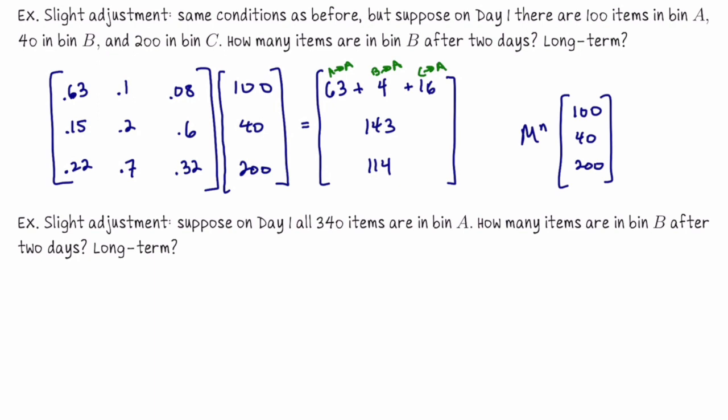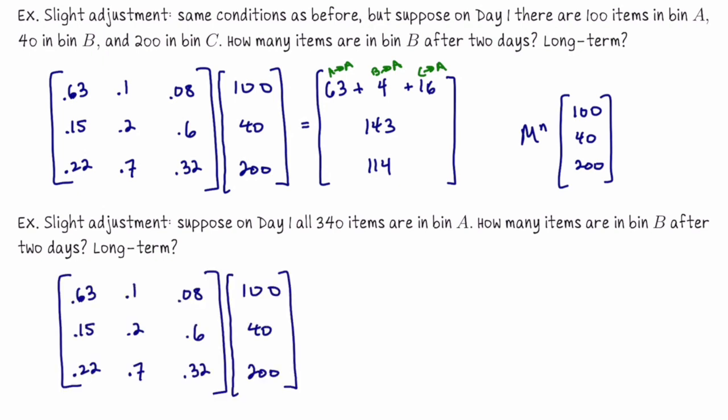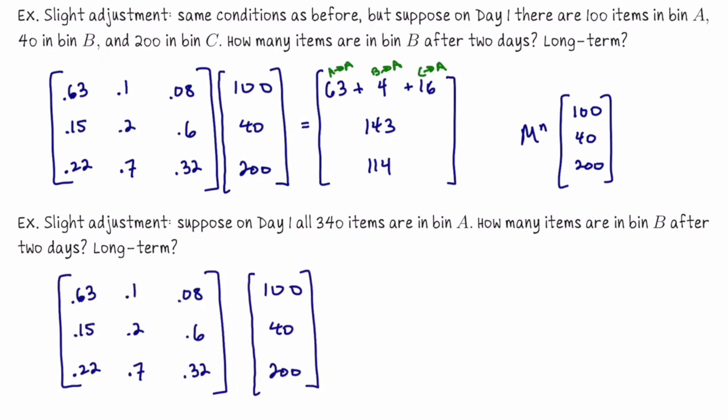Let's change it up a little bit. Instead of having 100, 40 and 200 items in the 3 bins, let's put all 340 items in bin A. So how many items are in bin B after 2 days? What we're going to do is take this matrix, square it, and then multiply it by some vector telling us that all of the items, all 340, started in bin A.